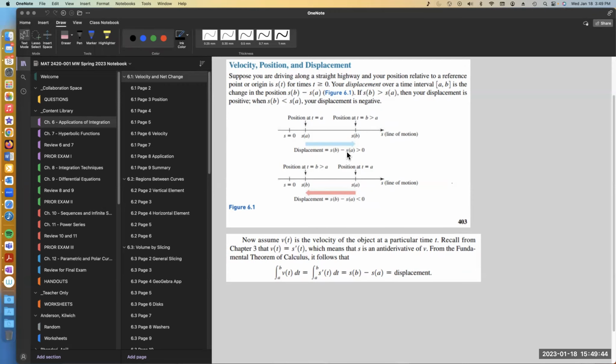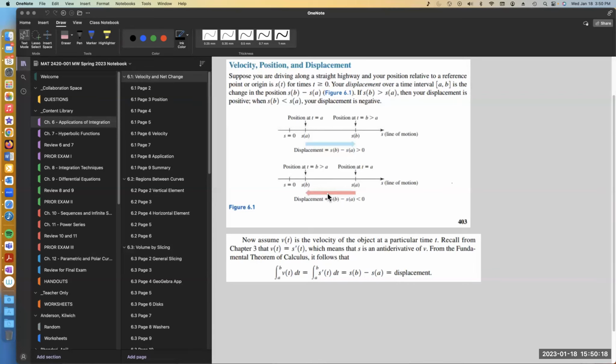Displacement, terminal minus initial. Now, if your position at time A is to the left of your position at time B, then your displacement will be positive. If your initial position is to the right of your terminal position, your displacement will be negative. You have moved in the negative direction, so your displacement will be negative. Your distance traveled will still be positive, but your displacement will be negative.